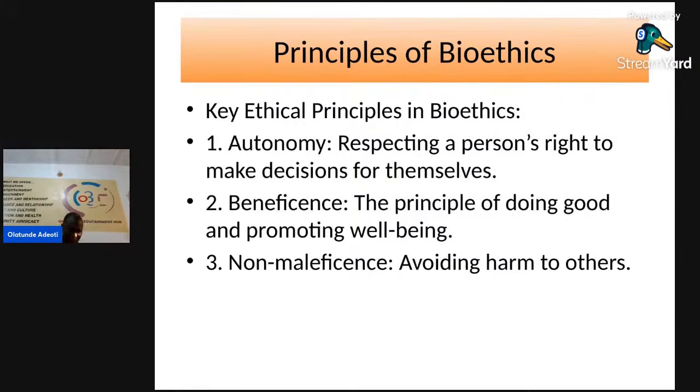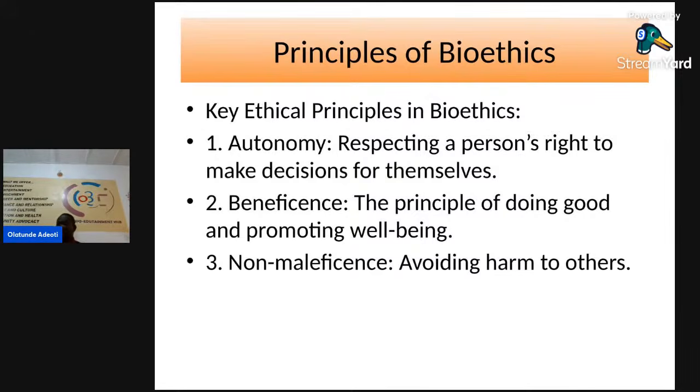and promoting the well-being. Then another one, which is principle 3, is non-maleficence. Non-maleficence means avoiding harm to others. Don't injure another person. Don't say because you now have a very good car, you will use that car to oppress others. So that is the principle of non-maleficence.